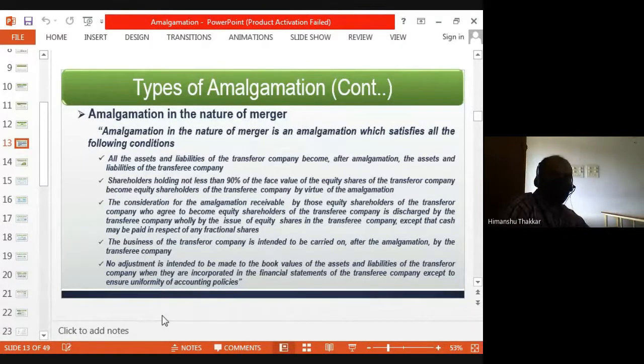That is the fourth condition. And the fifth condition is no adjustment is intended to be made to the book values of the assets of the transferor company when they are incorporated in the financial statements of transferee company, except to ensure uniformity of accounting policies. Now, what does this fifth point say?